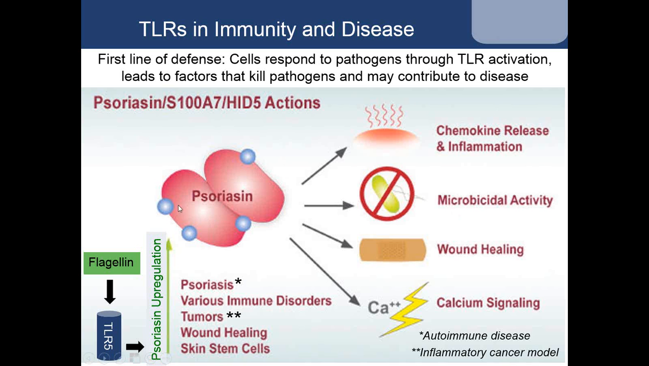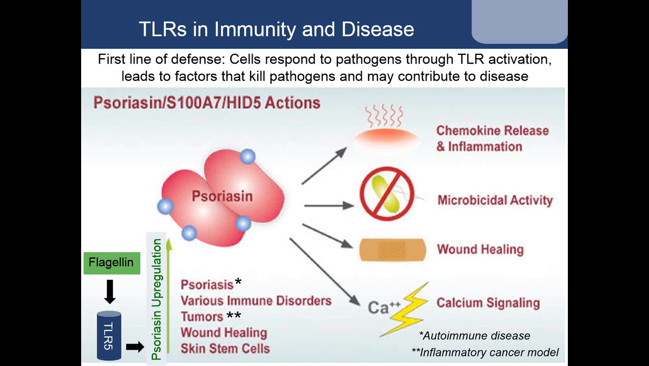However, in addition to normal innate immune responses, the upregulation of psoriasin is found with various immune disorders. The most commonly recognized is psoriasis. So in psoriasis, when people have psoriasis outbreaks and scaly skin patches, these patches have an abundance of psoriasin in them. And so this is thought to contribute to inflammation and the pathology of the disease.